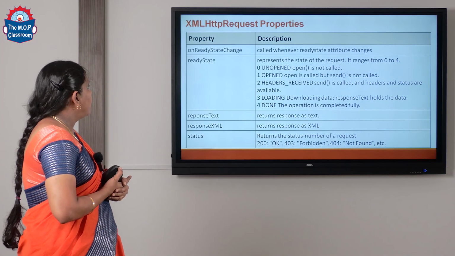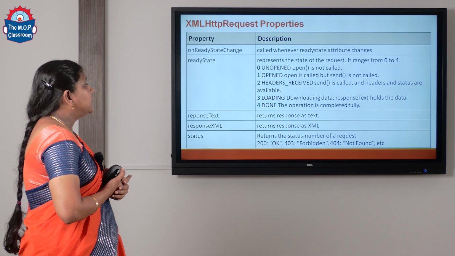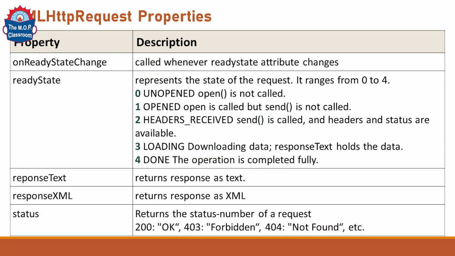So, the properties of XMLHttpRequest are onreadystatechange. This property is called whenever the readyState attribute changes. Here readyState represents the state of the request. It ranges from the number 0 to 4.